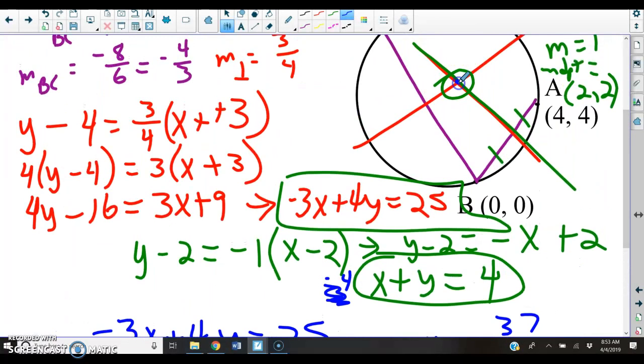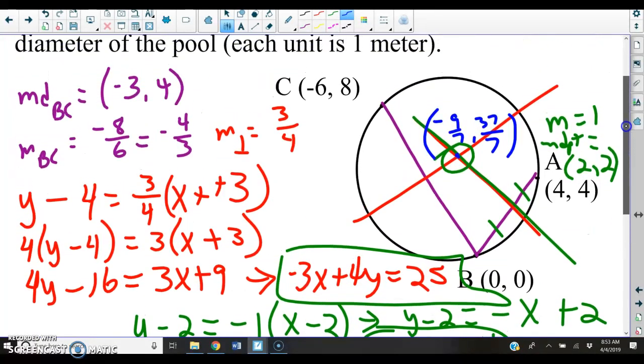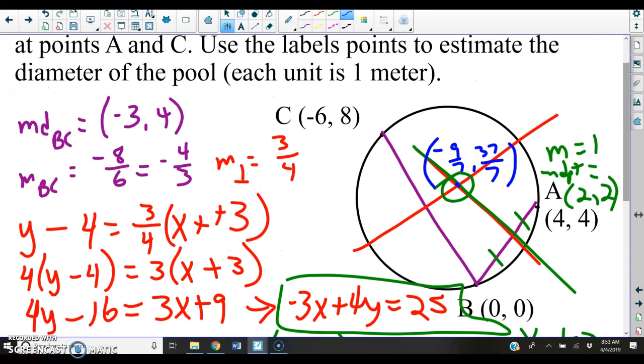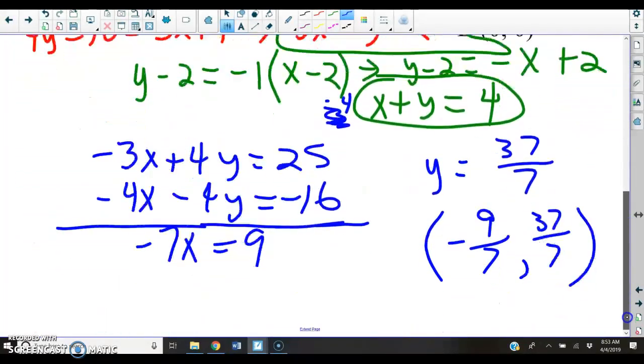So I got negative 9/7, and 37/7 for the center. If I'm going to find the diameter, now I would need to find this distance and double it. Wow, this is getting to be an involved problem, isn't it?